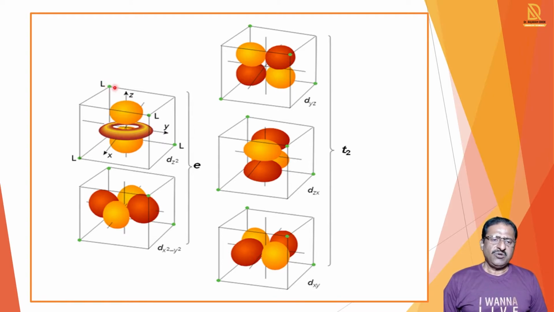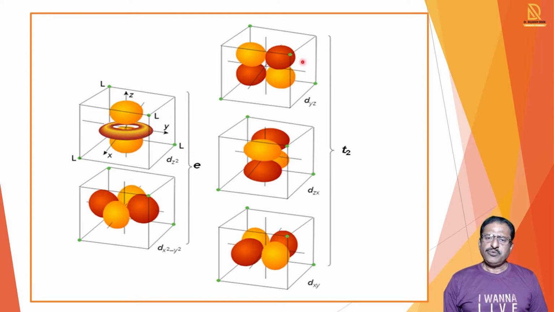Firstly we see the EG orbitals. So these are the ligands and these are the metal orbitals. Now when we consider the T2G orbitals, you see in the T2G orbitals, this is the ligand and these are the metal lobes. So which are closer? If we see T2G and EG, then both metal and ligand orbitals are not in face-to-face interaction.